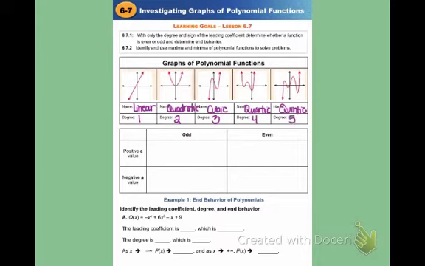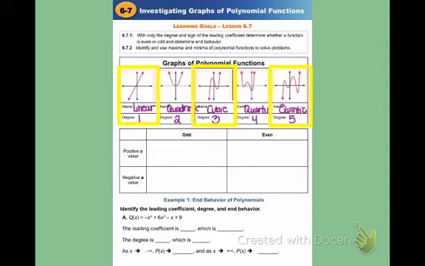Now, in the little video clip, you learned something about the behavior of these functions. And it was basically categorized by whether it was an odd degree function or an even degree function. So let's first take a look at all the odd degree functions. So I've highlighted all of the odd degree functions. They are the linear, the cubic, and the quintic, because the degree of each one of these is an odd number.